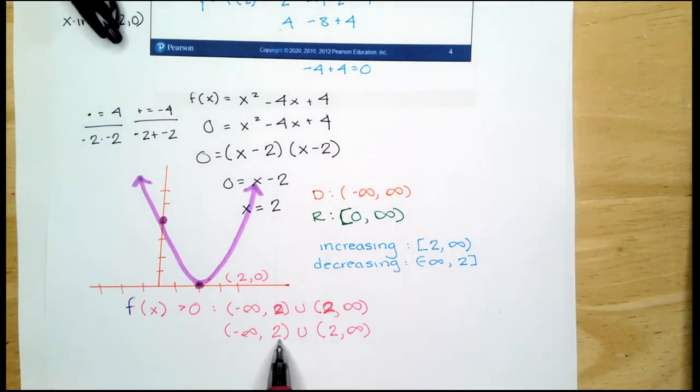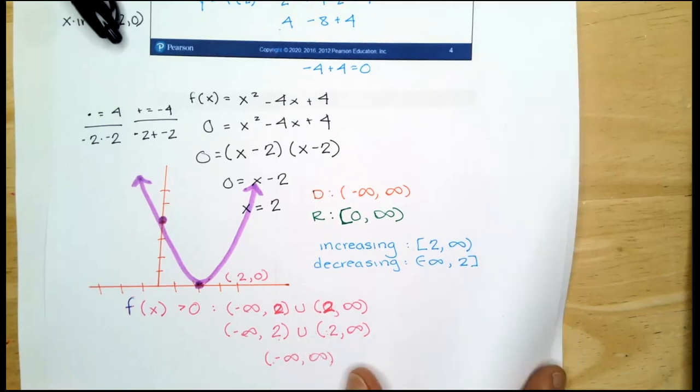We touch 0 at 2, so we omit 2 from what would usually be negative infinity to infinity, right? Negative infinity to infinity, but not counting 2 means negative infinity to 2, and then from 2 to infinity.